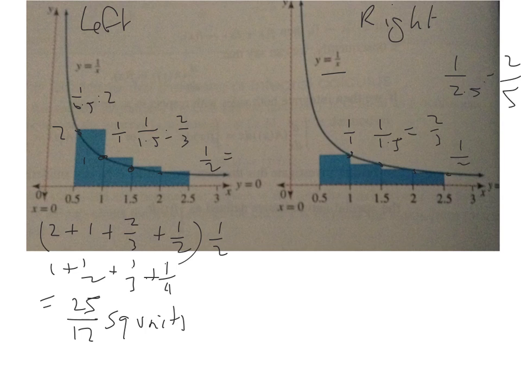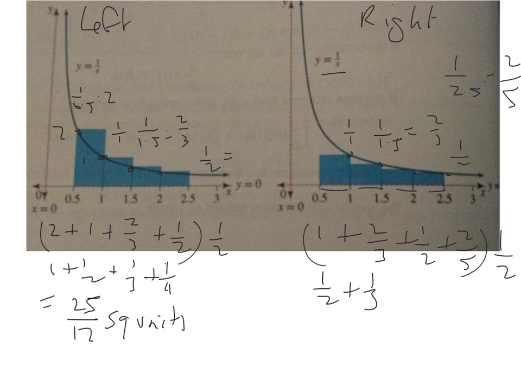So the same deal goes. They're all a half, so we add them and multiply by a half. So we've got 1 plus 2 over 3 plus 1 over 2 plus 2 over 5, and multiply that by a half. So we get a half plus a third plus a quarter plus a fifth, and from there we find that all of that equals 77 over 60 square units. So that's how we go about the left endpoint and the right endpoint.